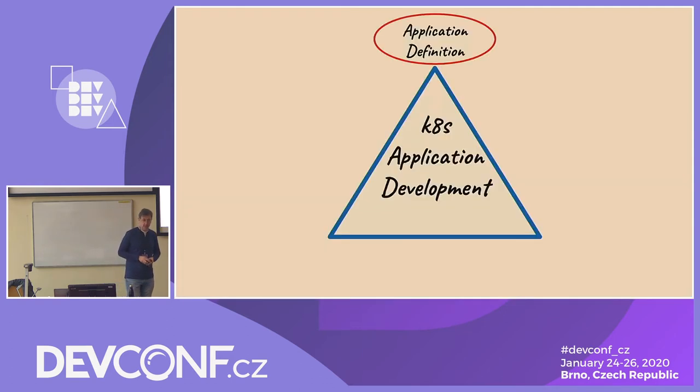Okay, so let's start with the triangle of Kubernetes application development things. First one, application definition. How do we define an application in Kubernetes? Okay.